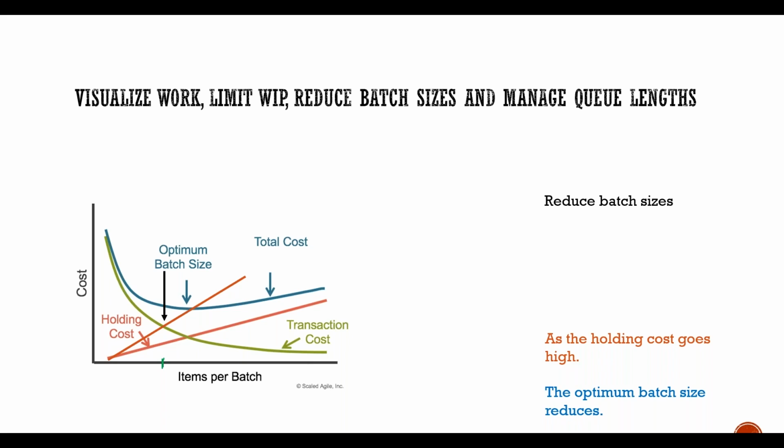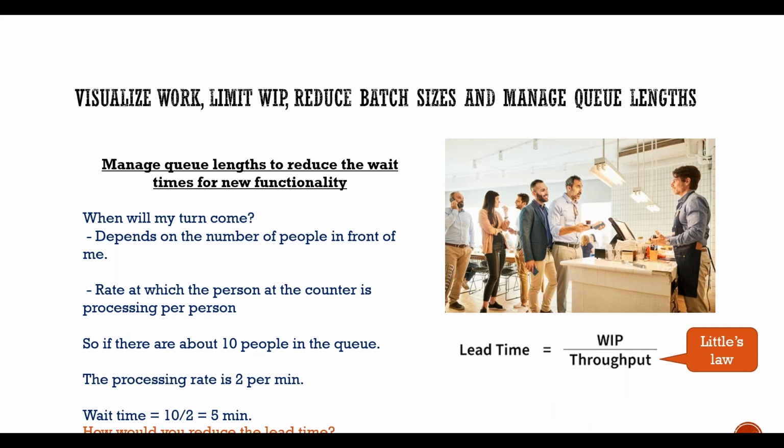Now, based on this, what would you do? You want to bring down your transaction cost. To bring down your transaction cost, what can you do? You can automate things. Reducing transaction cost will reduce your total cost and lower your optimum batch size. And that will increase your predictability, accelerate feedback, and reduce your rework also, right? Now, the last part of this principle is managing queue lengths.